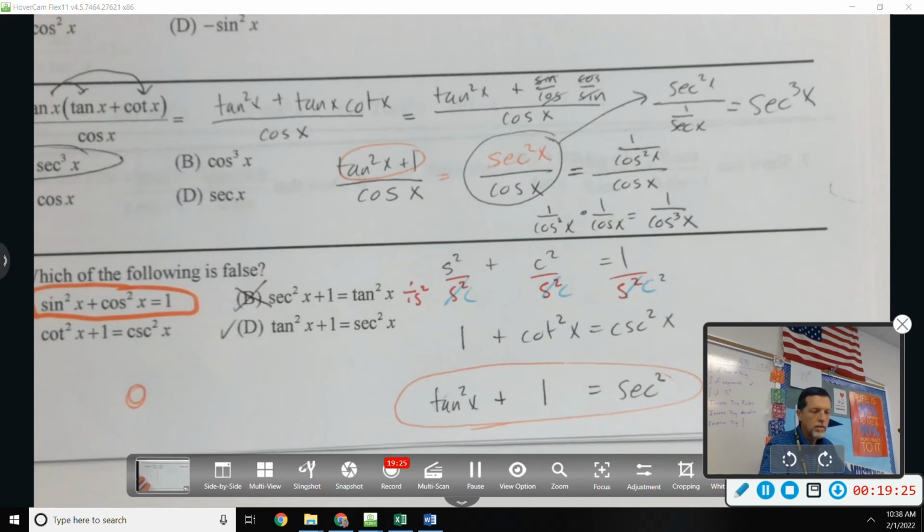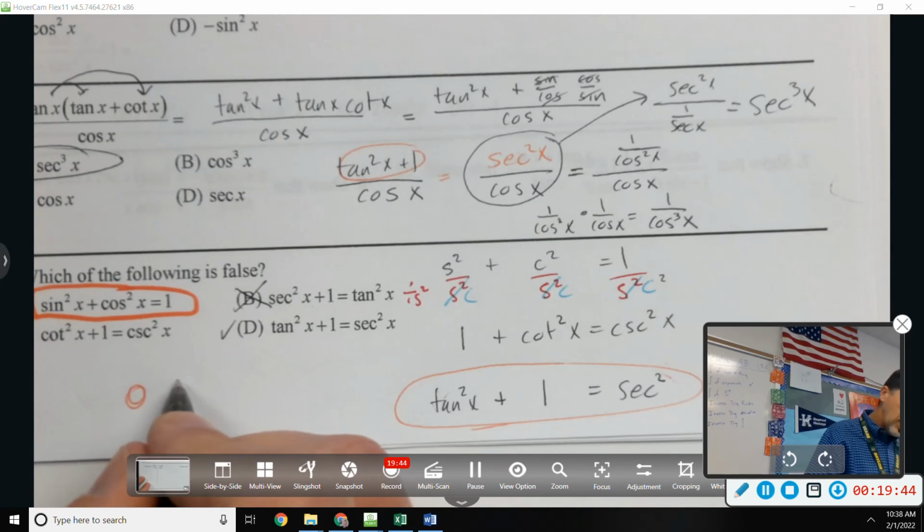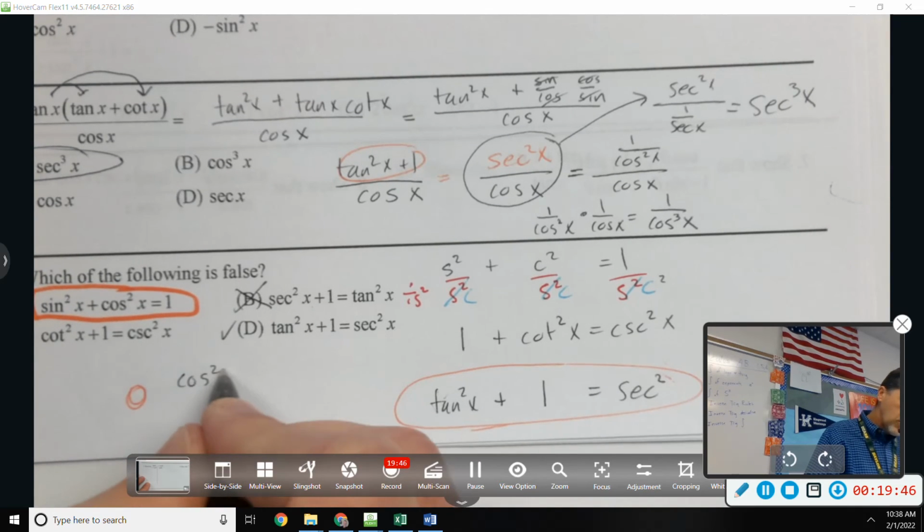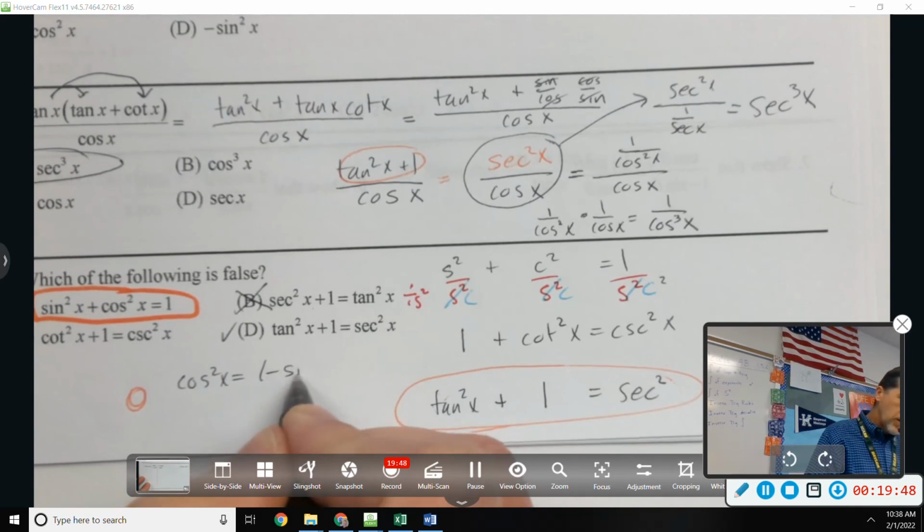Are we going to have a lot of problems on the test where we have to flip the identities around, like the 3 of them? Yes. Not a lot, but yes. The question was moving these identities around, and so recognizing which of the following is true or false. We could have had cosine squared equals 1 minus sine squared.